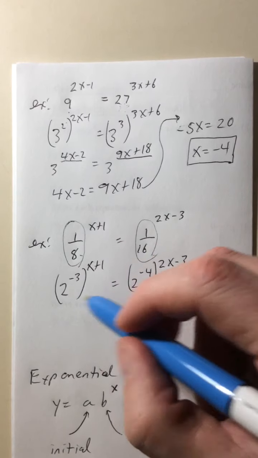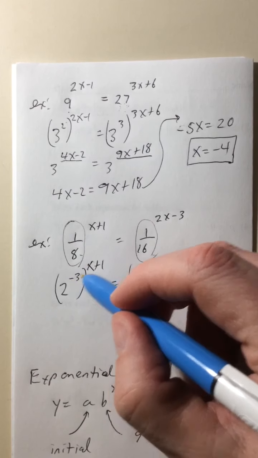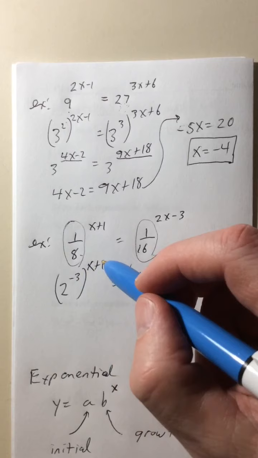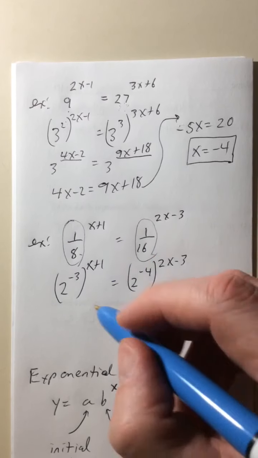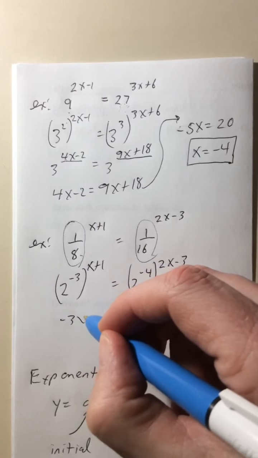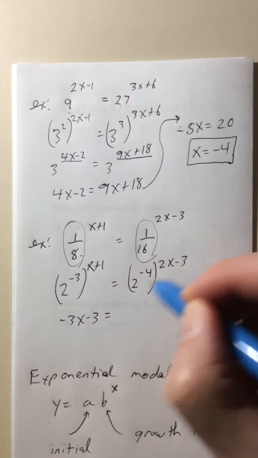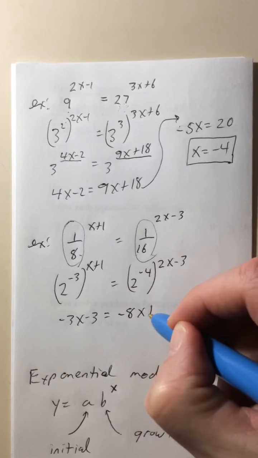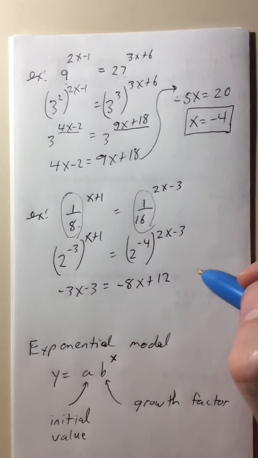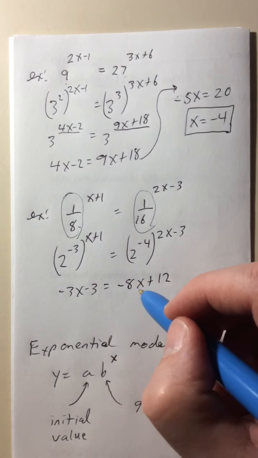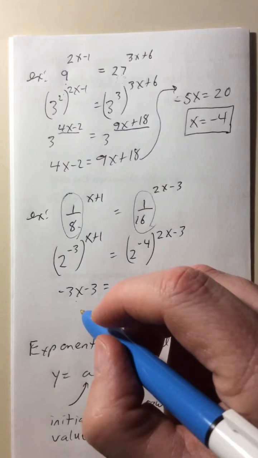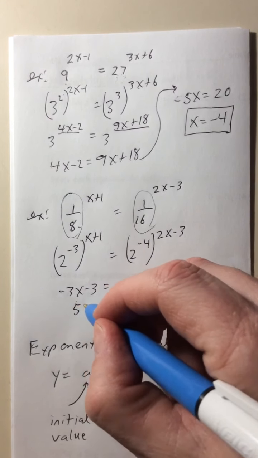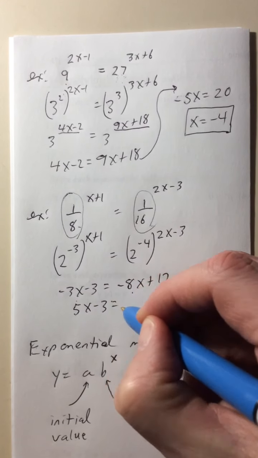And again, we have the same bases now. And we raise a power to a power. That means we multiply the exponents. So we get negative 3x minus 3. We multiply here. Negative 8x plus 12. And we're going to add 8x to both sides. So let's add 8x here and 8x here. So that'll get us 5x minus 3 equals 12.